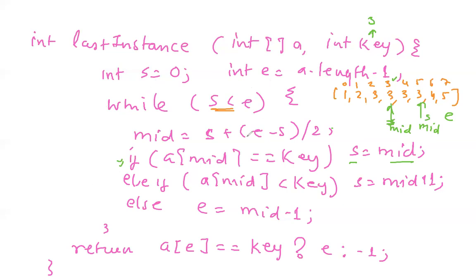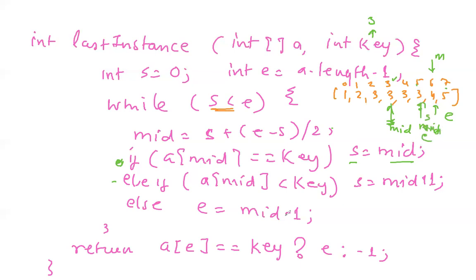I again do the mid. What is mid? 5 plus 7 divided by 2, which is 6. Now this condition is not true because A of mid is not equal to key. A of mid is less than key? No, because it's greater than key, actually it's 4. So end becomes mid minus 1. So end is here now.